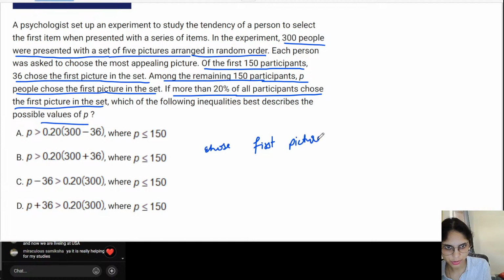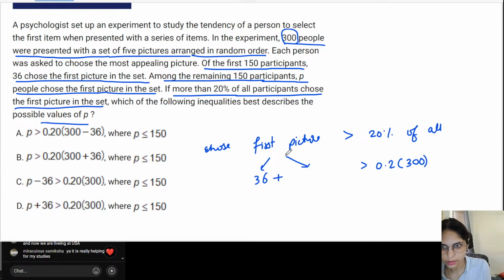So who chose the first picture is more than 20% of all participants. And all participants are 300 because that is who participated. So 20% is going to be 0.2 times 300. Now first 150, 36 chose the picture. And the remaining are going to be P. So P plus 36 has to be greater than 0.2 times 300.